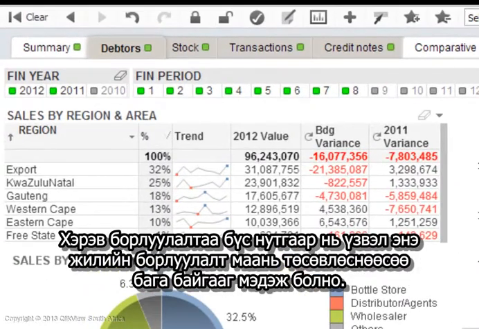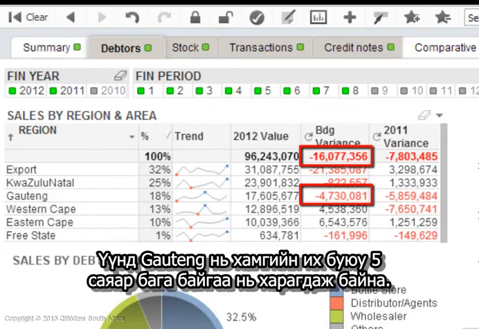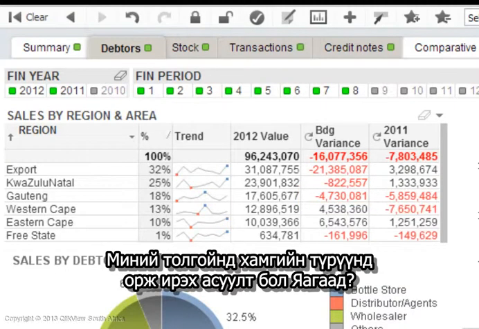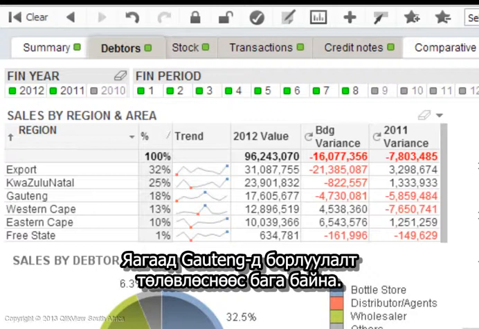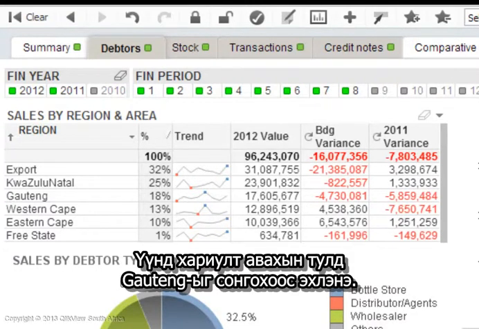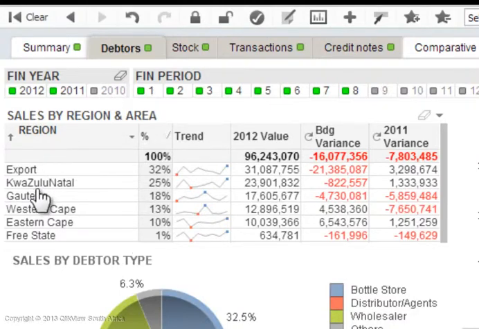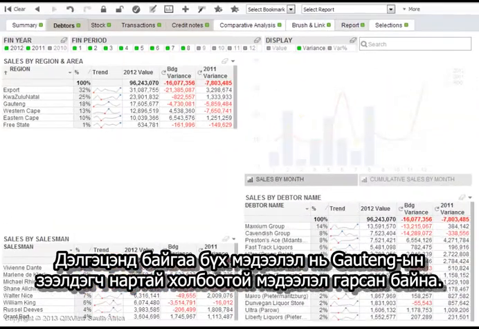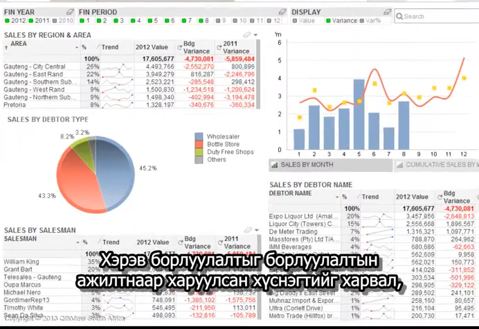Now, if I look at the sales by region and area, I can immediately see that my sales this year are below budget, and that in SA, Gauteng is the main culprit with a variance of almost 5 million for our selected period. The immediate question that comes to my mind is why? Why is Gauteng underperforming? And I start answering that question by selecting Gauteng. All the information filters to display only Gauteng data.